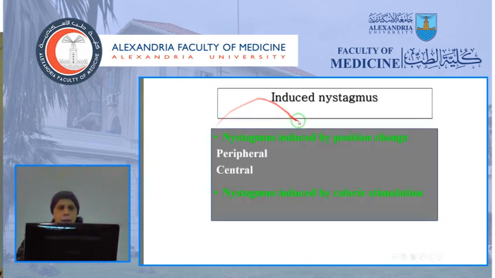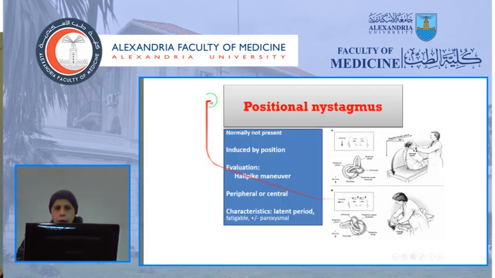Induced nystagmus. This is nystagmus induced by position change, either peripheral or central, or nystagmus induced by caloric stimulation. Positional nystagmus is normally not present. It is induced by position, and the maneuver that you do is called the Dix-Hallpike maneuver, named after the people who described it. It may be peripheral or central, and it has a characteristic pattern. It is latent to onset, and once it comes in, it is fatigable, and we say it is paroxysmal.